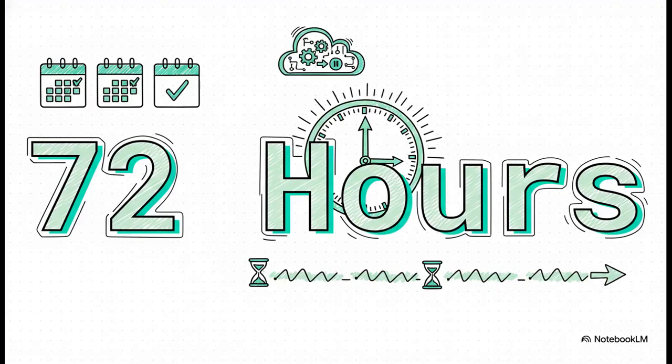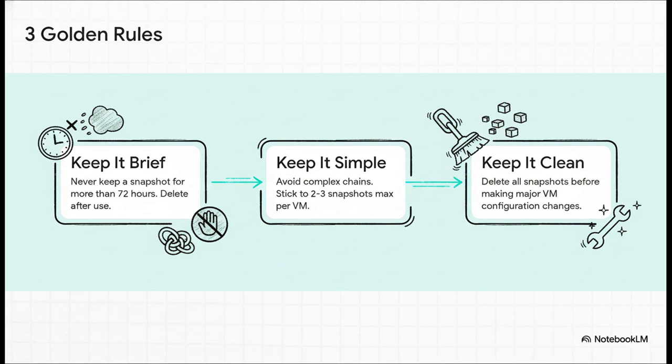All right, this is it. The single most important rule of the day. If you walk away from this explainer with only one thing, let it be this number: 72 hours. That is the absolute maximum recommended lifespan for any VMware snapshot, not just in a production environment, but even in a serious lab setup. 3 days, that's it. So let's break that down into 3 golden rules. These come straight from the official best practices, like the ones you'll see from Broadcom.